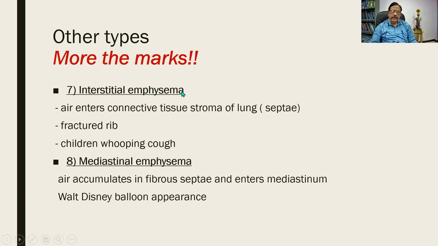Interstitial emphysema: air collects in between the alveolar sacs. This can be because of a fractured rib or in children with whooping cough. There can be a rupture of the alveoli, leading to collection of air in the septum. In surgery, a flail chest can be a question for you. That means an interstitial emphysema. Mediastinal emphysema is the collection of air in the mediastinum, and there is a distension like a Walt Disney balloon. It will be quite frightening when you take an X-ray, but it is harmless otherwise.